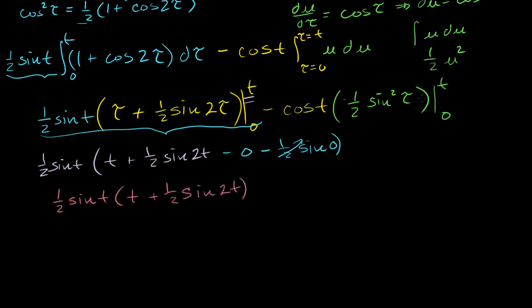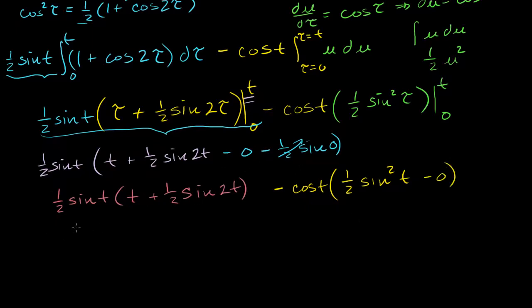All right, now what does this one simplify to over here? Well, this one over here, you have minus cosine of t. And we're going to evaluate this whole thing at t. So you get 1/2 sine squared of t minus 1/2 sine of 0 squared, which is 0. So that's just minus 0. So far, everything that we have written simplifies to, let me multiply it all out.